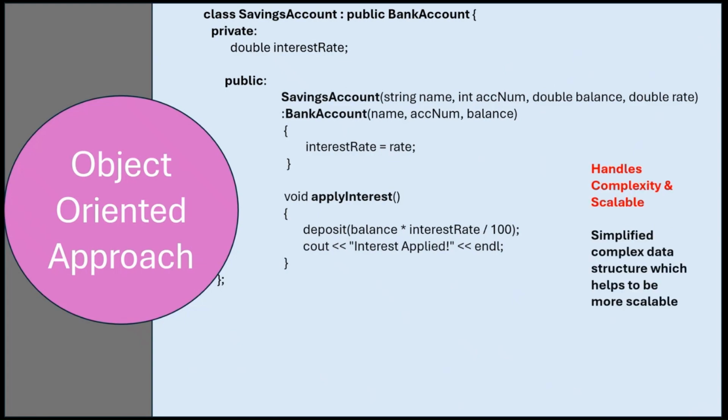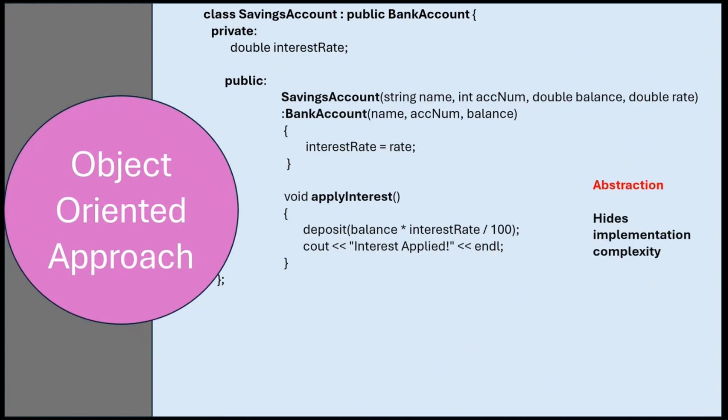Then it is handling the complexity, because it is able to add the new account type easily, and the specific logic for that account type can be added into that account type class. For example, apply interest. So it is handling or simplifying the complexity of this data structure, and it helps it to scale.